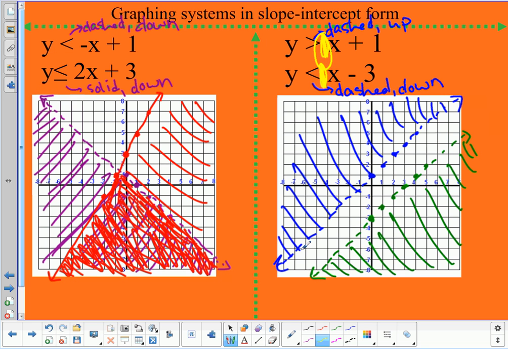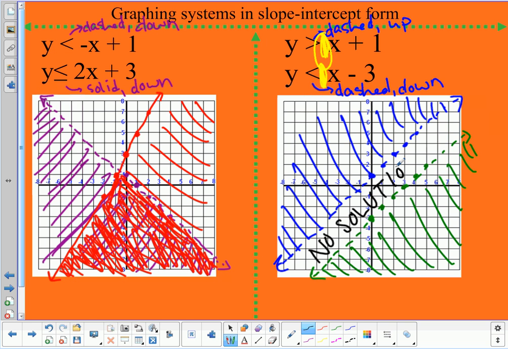So here's the thing. The top line was shaded out. The bottom line was shaded out. They were both shaded away from each other. And since these lines are parallel, they're never going to touch, which means there's never going to be a point where these two regions overlap, which means this is a system that has no solution.